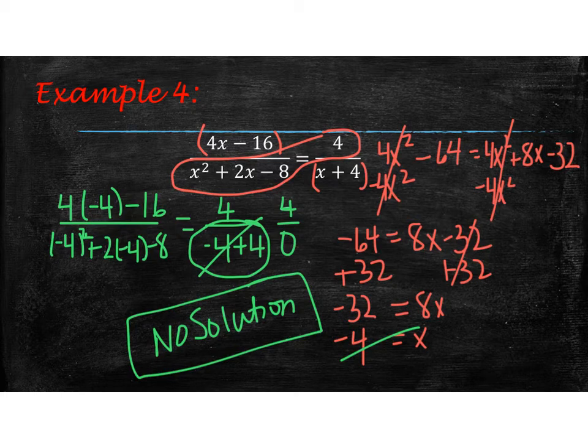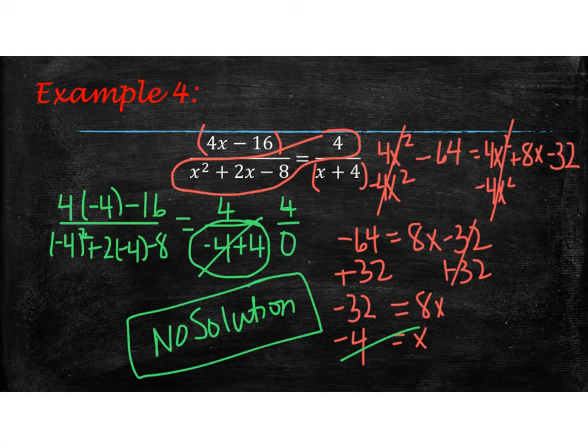Okay, go ahead and get everything on one side. If I subtract 4x squared, it happens that the x squareds cancel again. So at that point, we have negative 64 equals 8x minus 32. I'm going to go ahead and add 32 to this side to get that to cancel, so I'll have my 8x by itself. Negative 64 plus 32 is negative 32, and divide by 8, x equals negative 4.